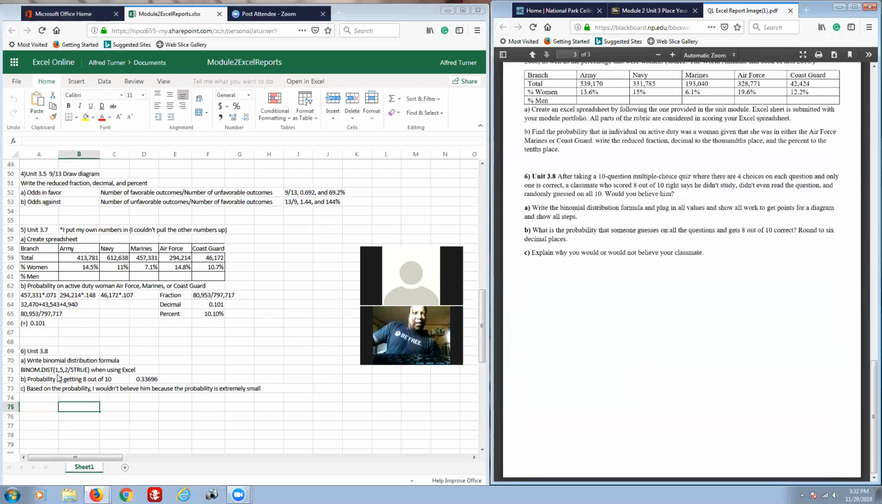I came up with the formula of 1, comma, 5, comma, 2 divided by 5, true, when using Excel. As you can see, I didn't show my work. I do apologize for that. I guess I didn't understand when I was taking it, and I didn't even go back and make the changes. But I did figure the other two parts out. Probability of getting 8 out of 10 is 0.33696. Based on the probability, I wouldn't believe him because the probability is extremely small.